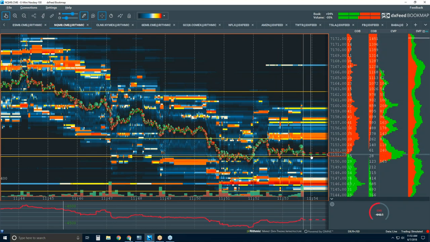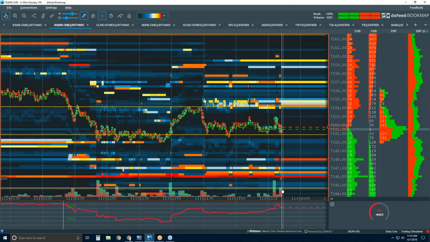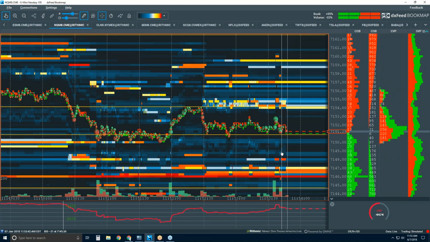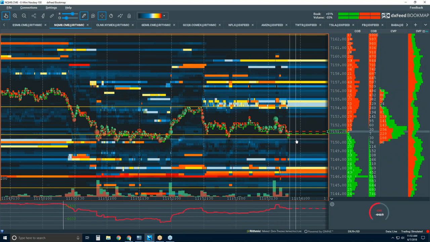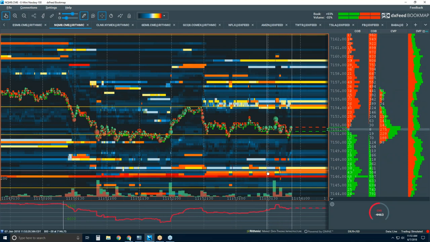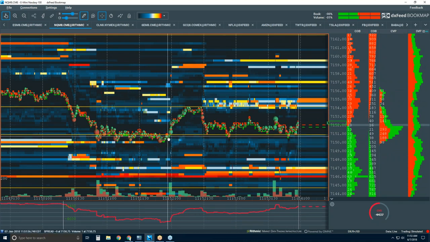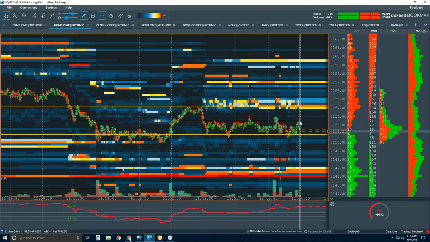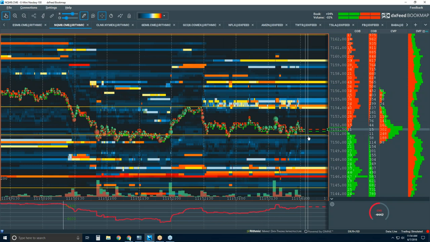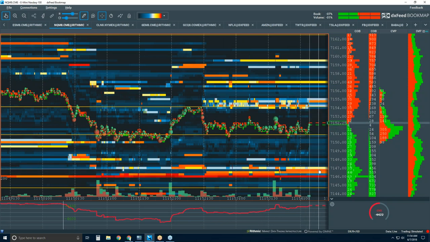Okay, and then here come the sellers right back. A little battle going on. I'm still looking for a continuation to the downside. If we can get a little more selling right here, then below where these guys are supporting it, or we exhaust out a bit. Let's see the sellers come in and let's get down into these 40s areas, 46.